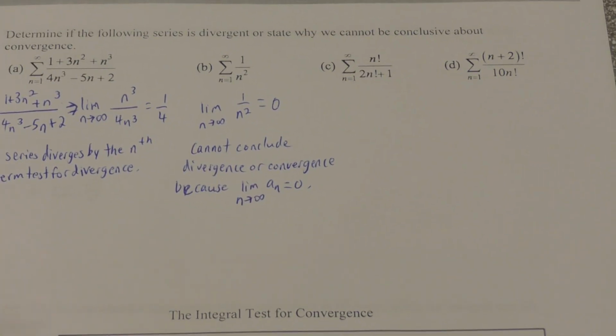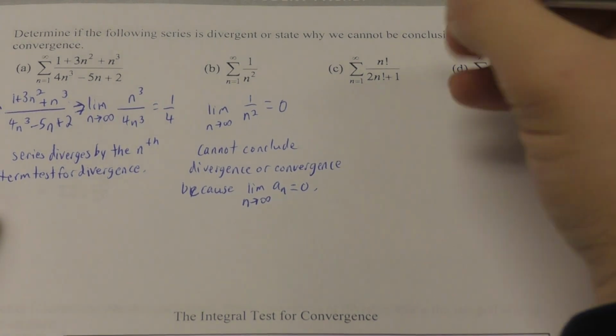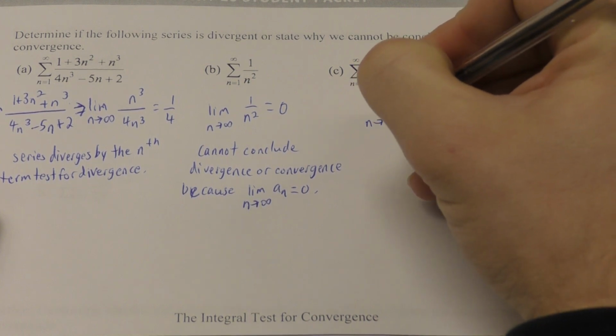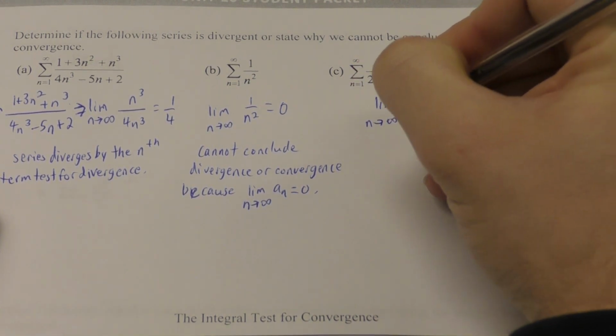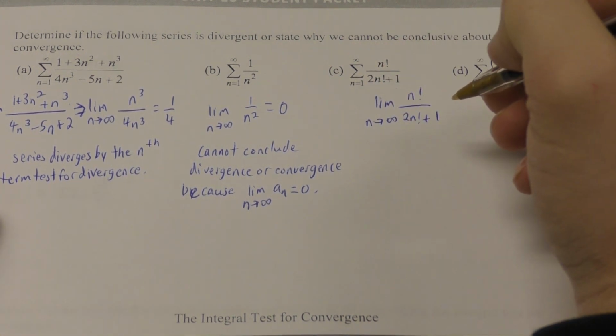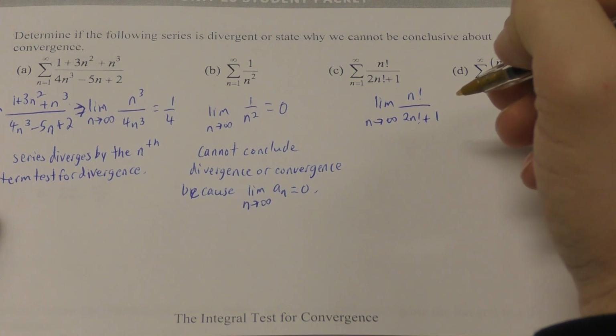Moving on over. Let's take a look. But we got more factorials in this one. Let's see, we have the limit then as n approaches infinity of n factorial over 2n factorial plus 1, right? All right. Kind of interesting here.